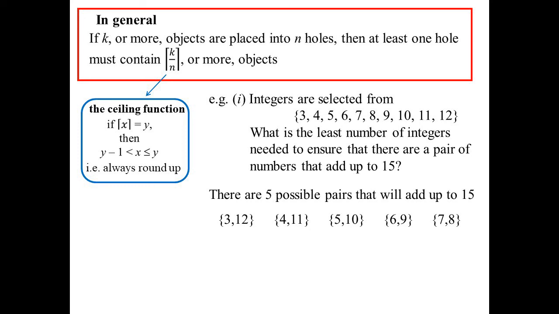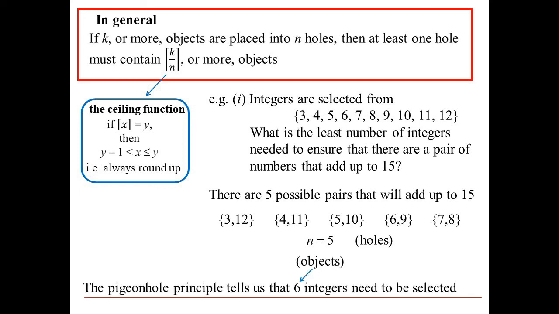So the way we could think about this is we're going to pull numbers out of our set and place them in the appropriate subset. So if I pull out 3, I'll put it in the first one. If I pull out 5, I'll put it in the third one. So they're, if you like, the pigeonholes. They're what we're going to put them into. So n is 5. The principle tells us that 6 integers need to be selected then. We need one more than the number of holes. So if I pull 6 numbers out, I must get a pair of numbers that add up to 15.